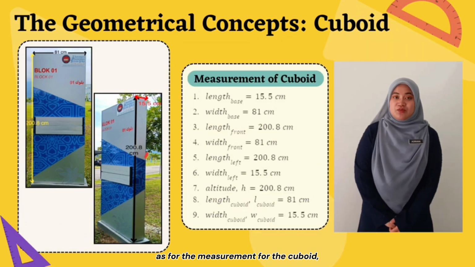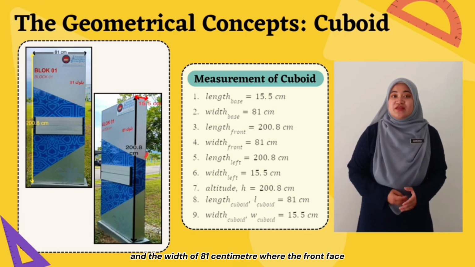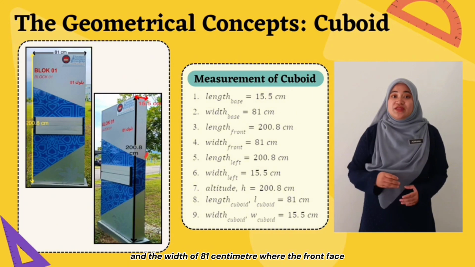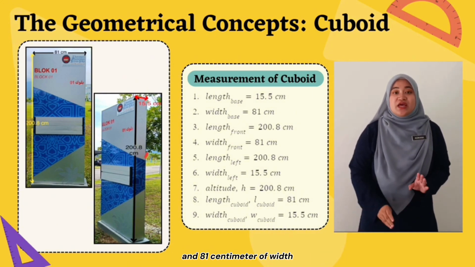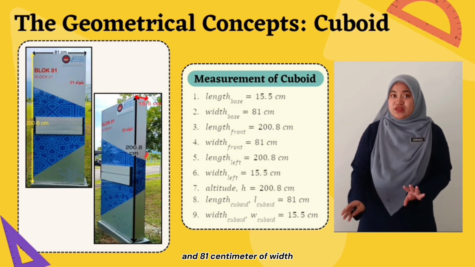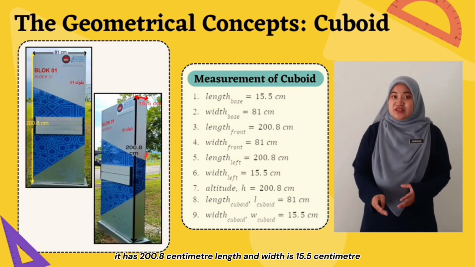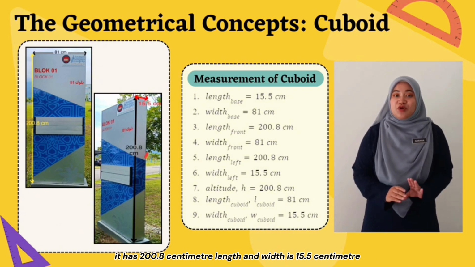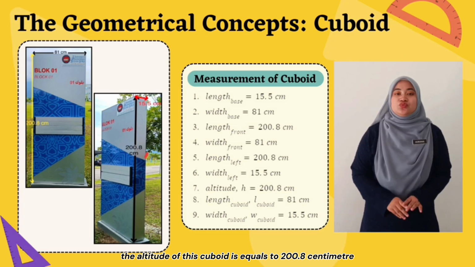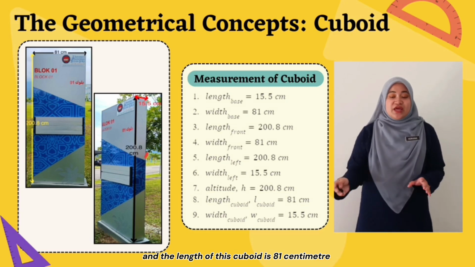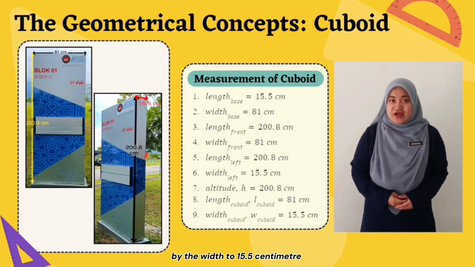As for the measurement for the cuboid, the base face has the length of 15.5 cm and the width of 81 cm, where the front face has the length of 200.8 cm and 81 cm of width. The left face has 200.8 cm length and the width is 15.5 cm. The altitude of this cuboid is equal to 200.8 cm and the length of this cuboid is 81 cm, where the width is 15.5 cm.